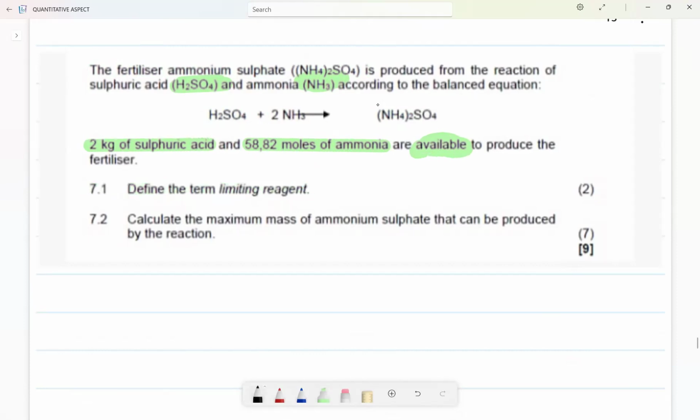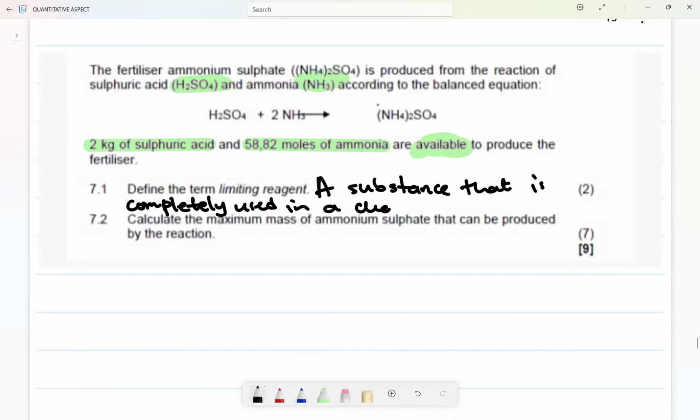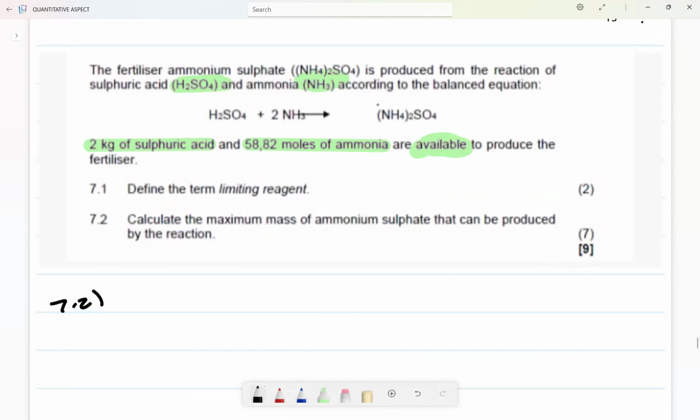Remember, a limiting reagent is a substance, preferably we'd say a reactant, that is completely used in a chemical reaction. You should know all your definitions as per exam guideline. I'm going to erase it. 7.2, it is the interesting stuff that I'm interested in. This is what I'm interested in.